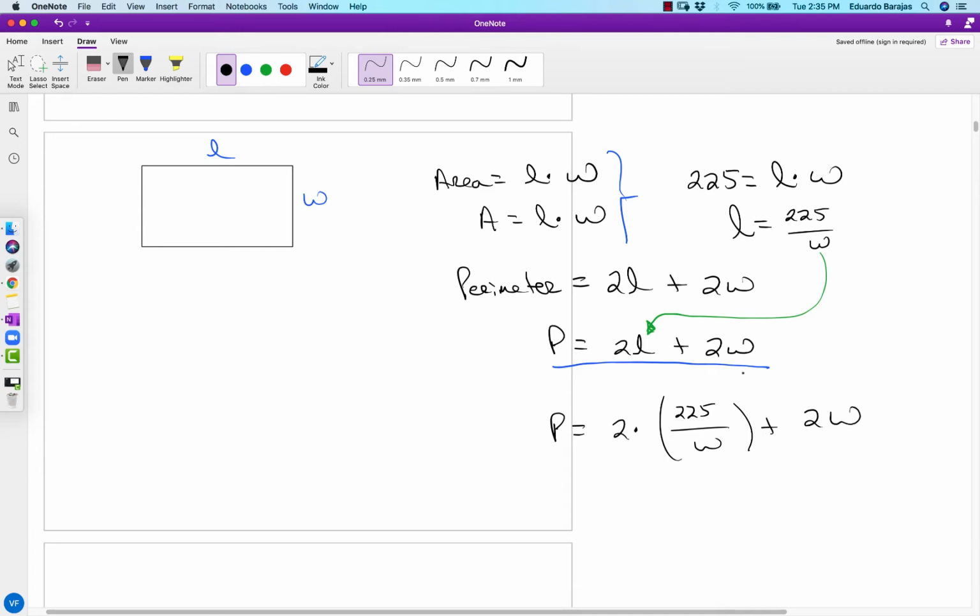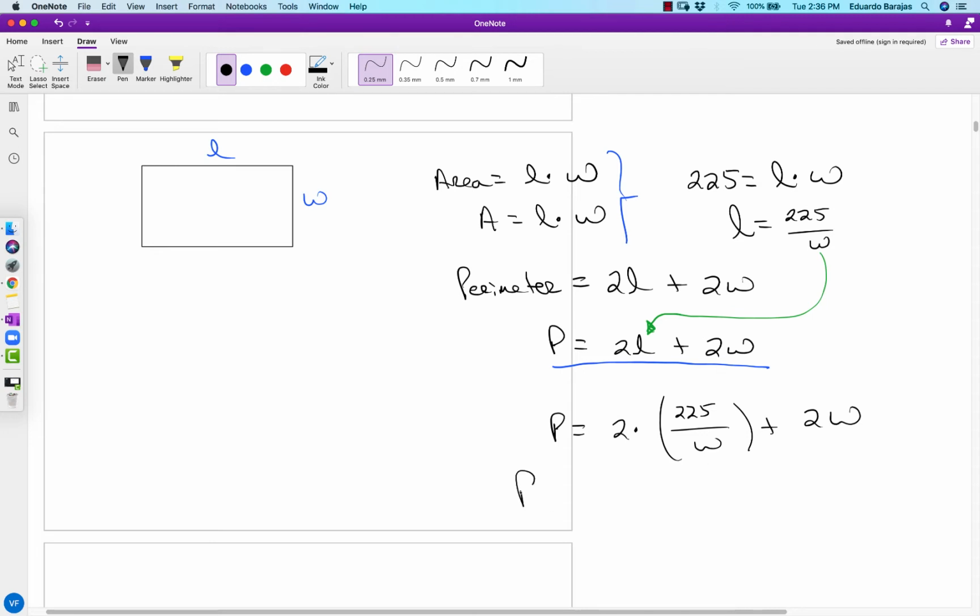Okay, so now what we've accomplished is we've reduced this from having three variables. Perimeter is a variable. L and W are variables. So we had three variables here. We were able to reduce it down to an equation that only has two, the perimeter as a function of the width. So now this is sort of function notation.